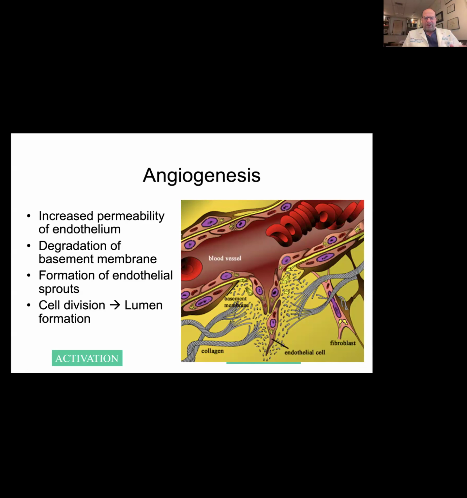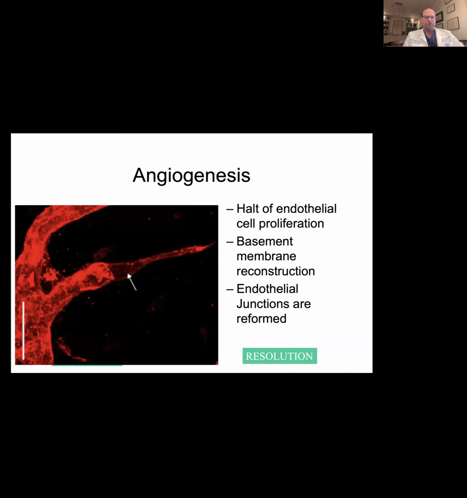This activation phase has to be balanced with the so-called resolution phase, where there's a stop of the endothelial cell proliferation, where the basement membrane is reconstructed, endothelial junctions are again reformed, and where we are reverting into a more stable and more mature phase.